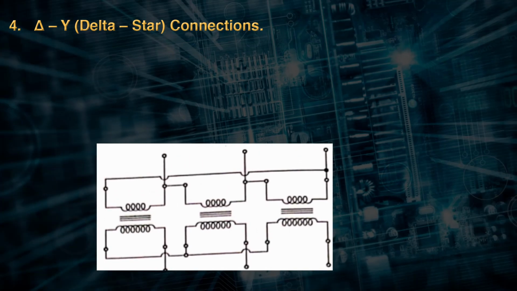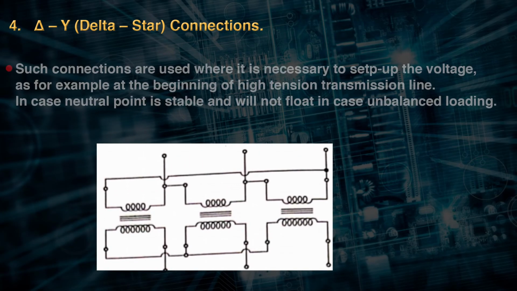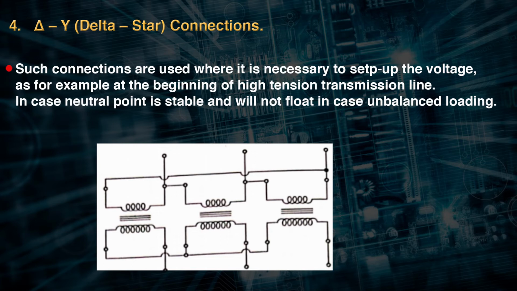Next connection that we are going to discuss for the three-phase transformer is delta star connection. Again, you can observe in the circuit diagram, such connections are used where it is necessary to step up the voltage, as for example at the beginning of the high tension transmission line. In this case the neutral point is stable and will not be floated in case of unbalanced loading.